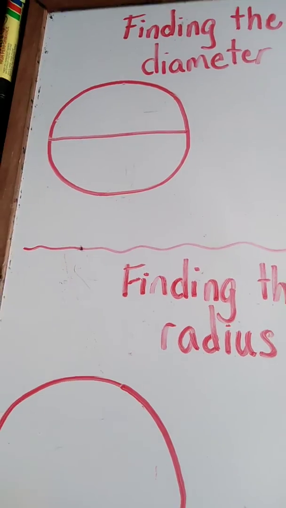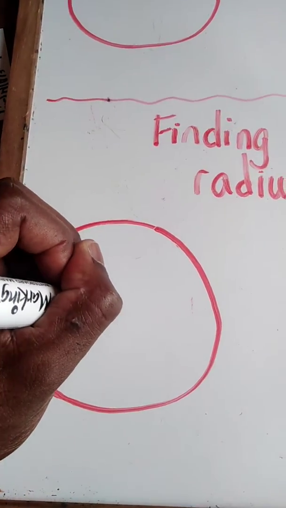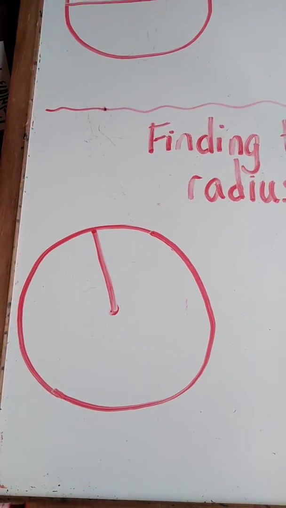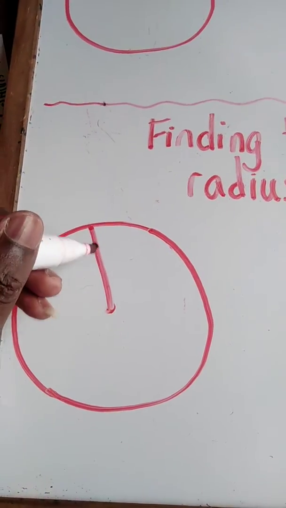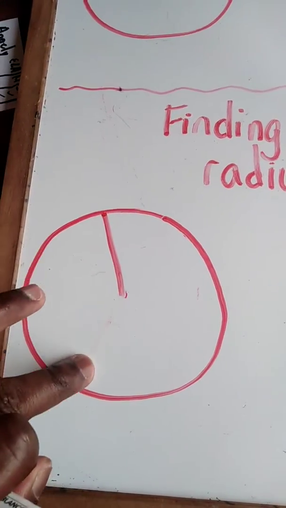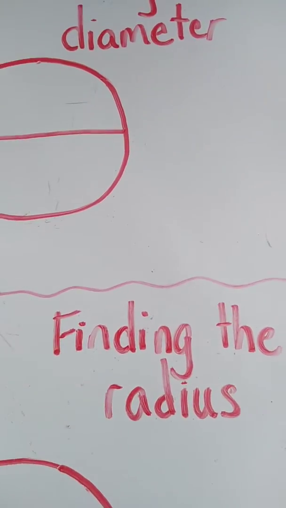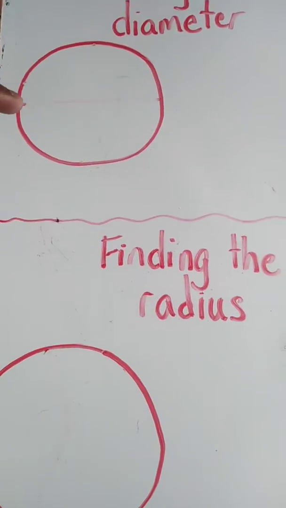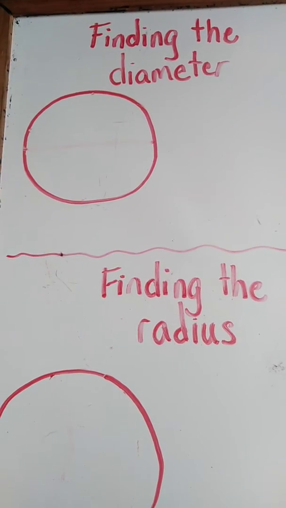A radius, on the other hand, is when you start in the center and then you radiate out to an endpoint, to any part of the circle. It doesn't matter whether it's to there or to here or wherever. Now, once we have that out of the way, we can determine the radius or the diameter based on information given.